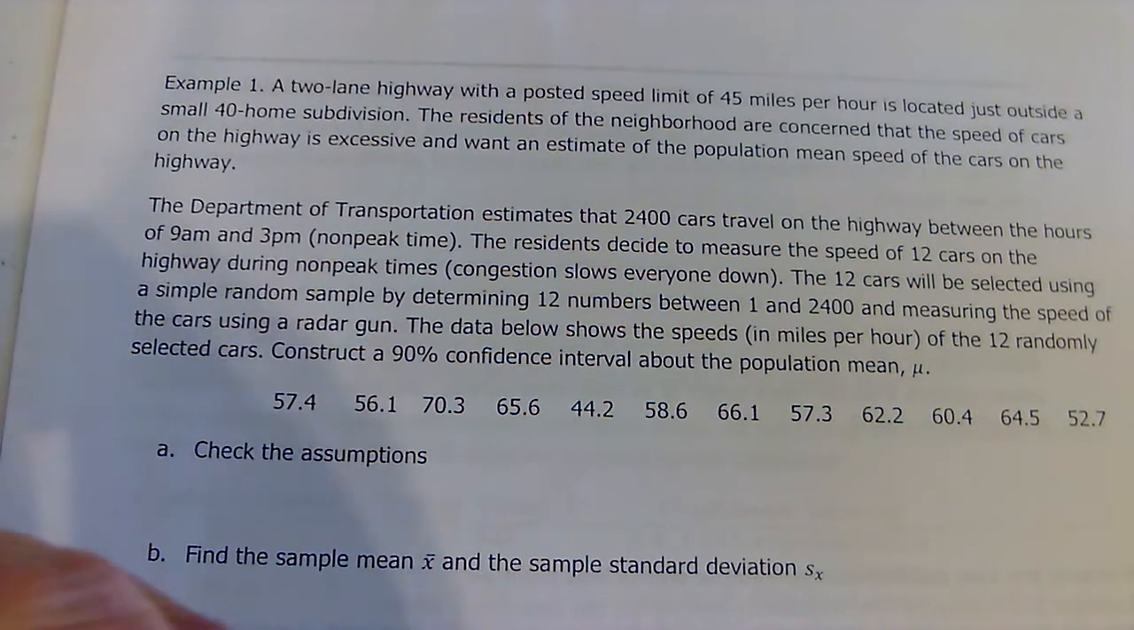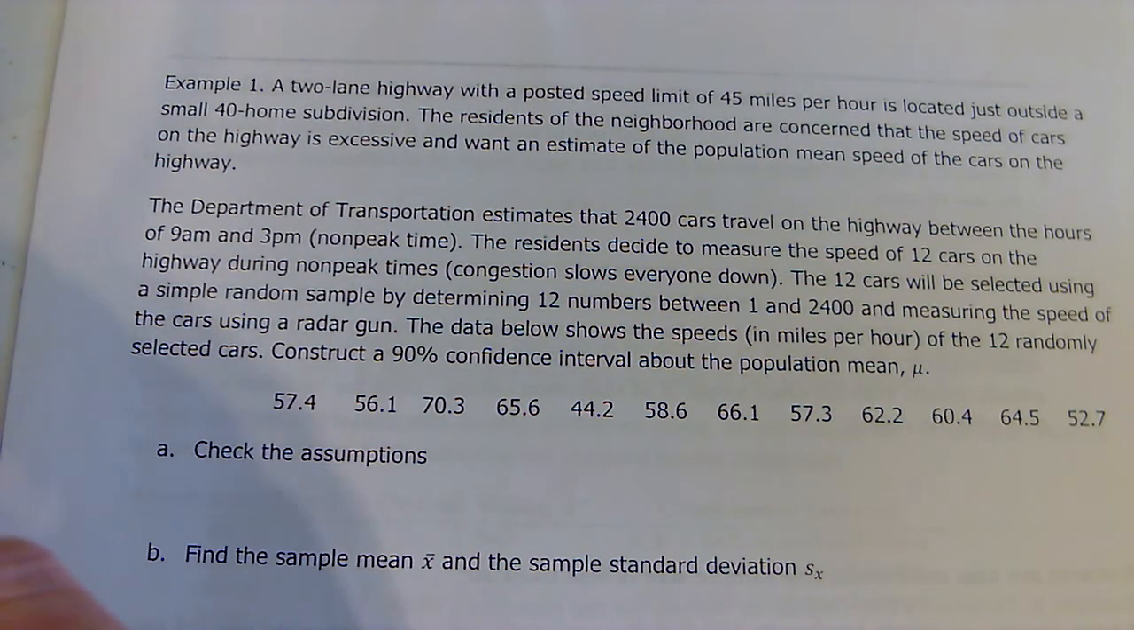So let's say we have a 2-lane highway with a posted speed limit of 45 miles per hour. It is located just outside a small 40-home subdivision. The residents of the neighborhood are concerned that the speeds of cars on the highway is excessive and want an estimate of the population mean speed of the cars on the highway. The Department of Transportation estimates that 2,400 cars travel on the highway between the hours of 9 a.m. and 3 p.m. The residents decide to measure the speed of 12 cars on the highway during non-peak times. The 12 cars will be selected using a simple random sample.